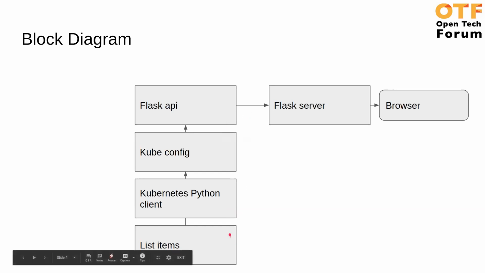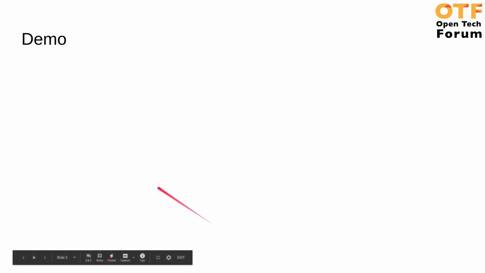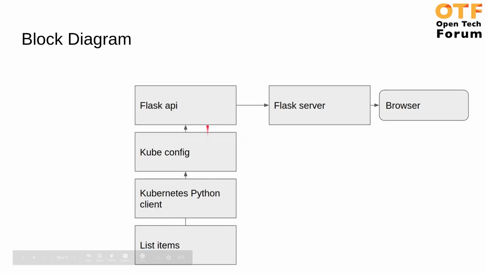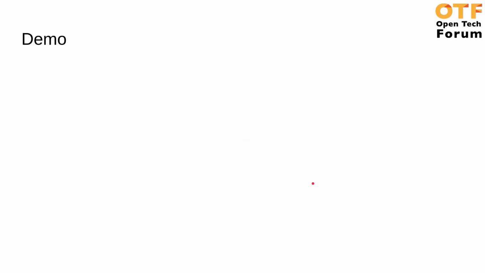So the whole process goes from listing items through the Kubernetes client, then kubeconfig, and then the API gives the whole information through the server, and then I can access it with a browser using localhost. So it's demo time.